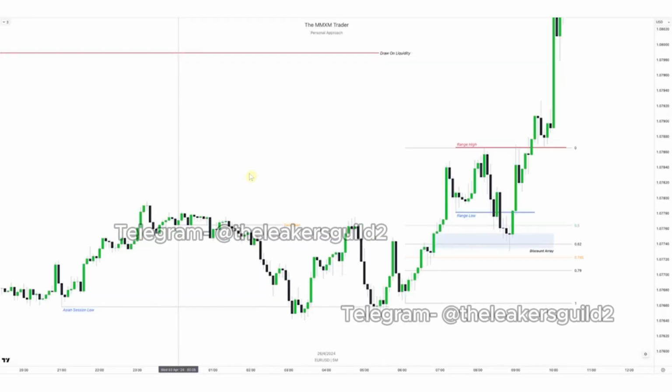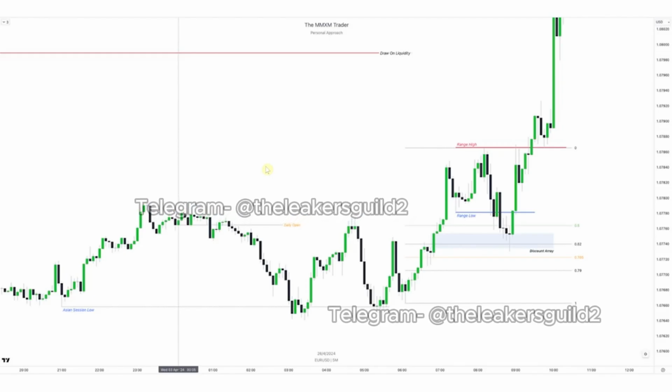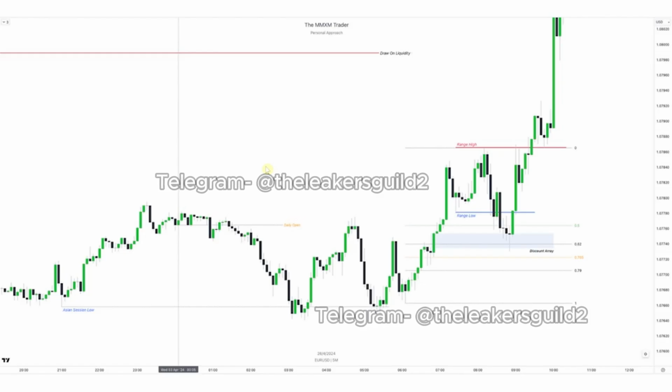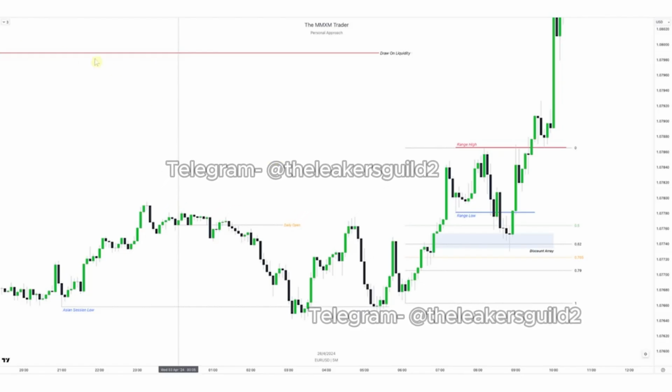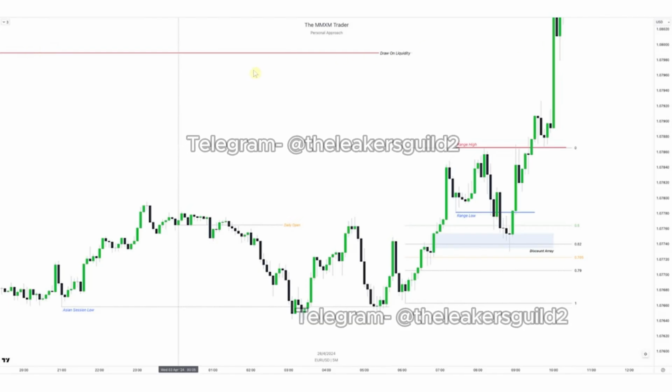Over here we've got an example. We've got a Euro USD 5-minute chart. Now let's go over this entire chart and build the narrative of what is going on over here. First and foremost, we've got our drawn liquidity, which is higher. We've got a nice line over here. We want to trade towards that line.